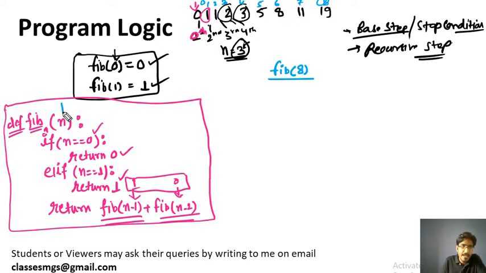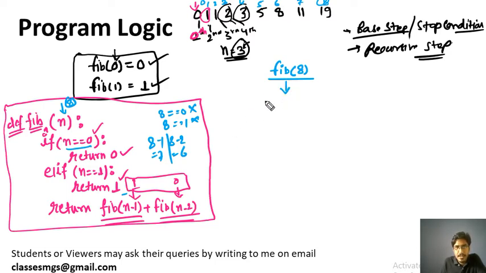Let's suppose I am calling fib 8. Now what will happen, n will become 8. Now n equals to 0, 8 equals to 0, condition false. Then we come to 8 equals to 1, condition false. Now we will come here to n minus 1. n minus 1 will become 8 minus 1, which is 7, and 8 minus 2 will become 6. So this will call Fibonacci 7 plus Fibonacci 6.